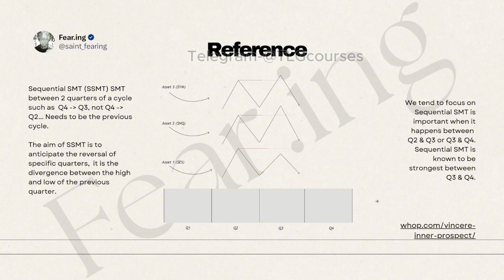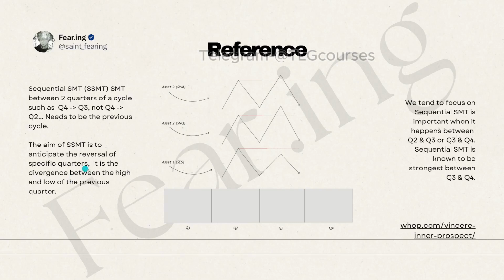The story made short, the aim of sequential SMT is to anticipate a reversal of specific quarters. To put it simply, this is the only type of SMT that actually holds. Now, you're going to see regular SMT. What is the use of regular SMT? Regular SMT, as described in the significant highs and lows video, is simply engineered liquidity. We can anticipate those to be invalidated, disrespected.